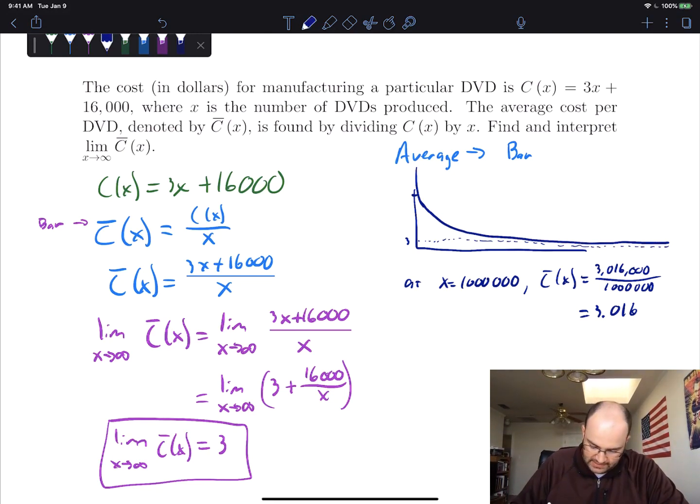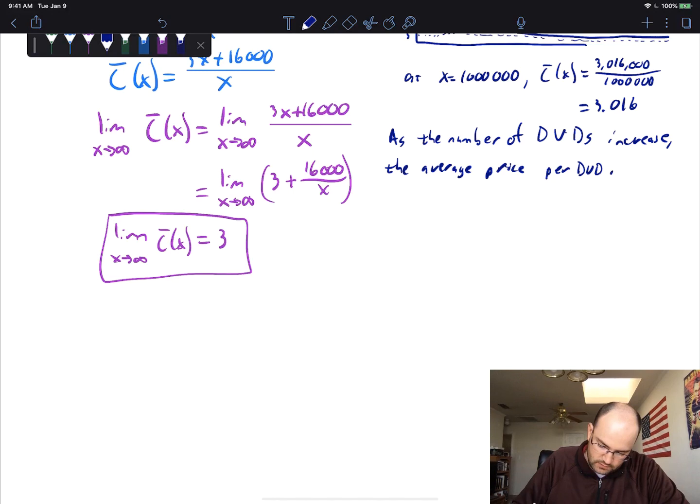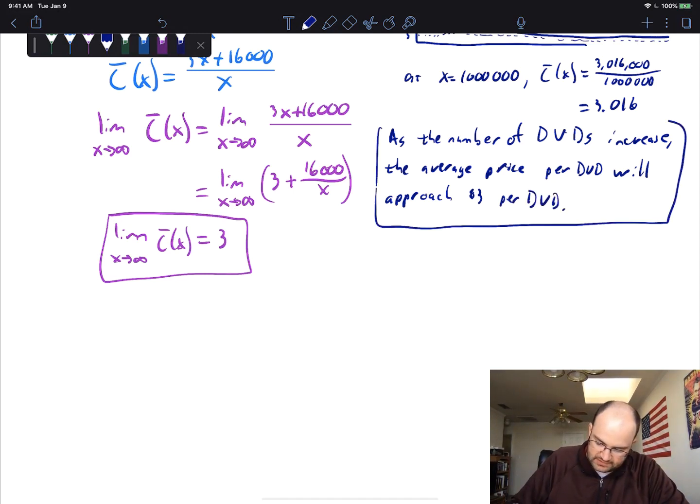So this tells me that as X, or as the number of DVDs increase, the average price per DVD will approach $3 per DVD. That's what this is telling us.